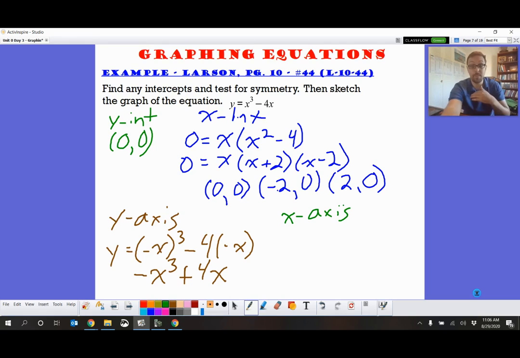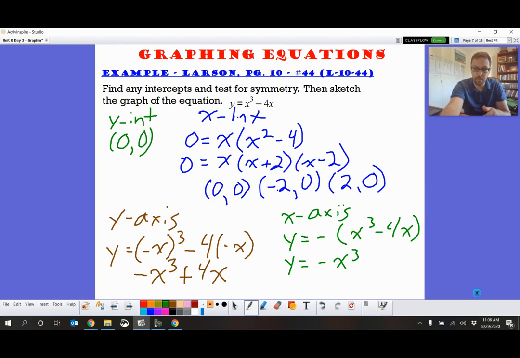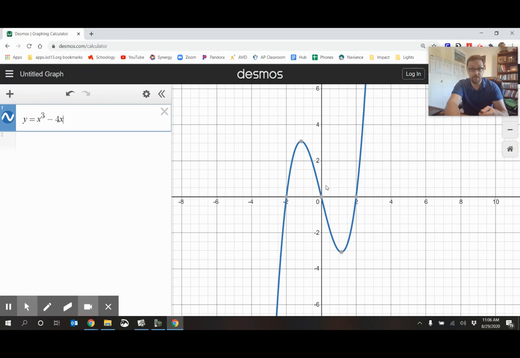So for this one, we're going to slap a negative in front of the whole thing and see if nothing changes. So we're going to do y equals, and we're going to put a big old negative in front of everybody, like that. So we get y equals, well, we could distribute that negative in, and we get negative x cubed plus 4x. Again, it didn't turn back into this, so it's not symmetric to the x-axis, which you can see if you look at the graph. If we took this thing and flipped it over the x-axis, there's nothing there. So it's not symmetric to the x-axis.